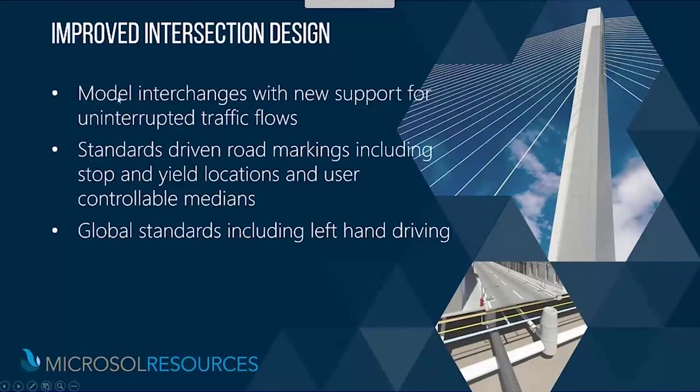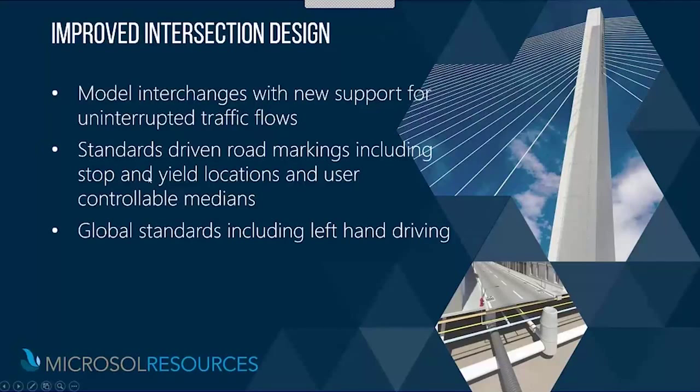One of them, which is quite nice, is the ability to set up model interchanges with the support for uninterrupted traffic flows. So think of situations where, again, for those of you who might be located in New York City, think about the West Side Highway where you have a median that spans the entire span of the interchange. Now, certain cross streets allow you to make left and right turns. Others have that median in the middle. So the ability to model that is one of the newer features in 2016.